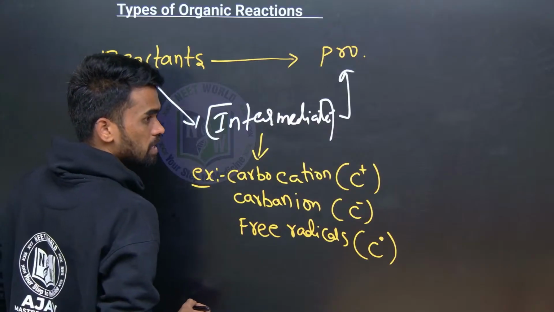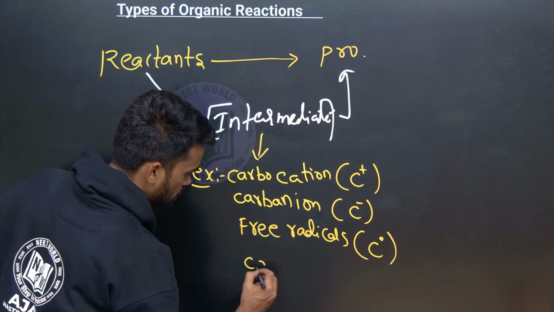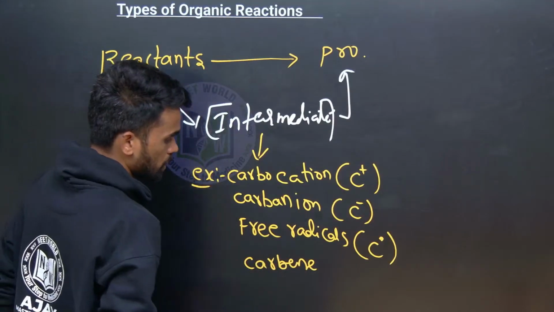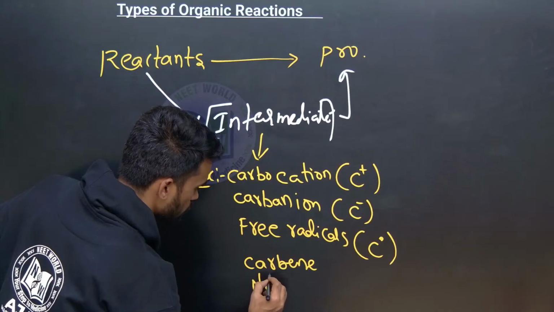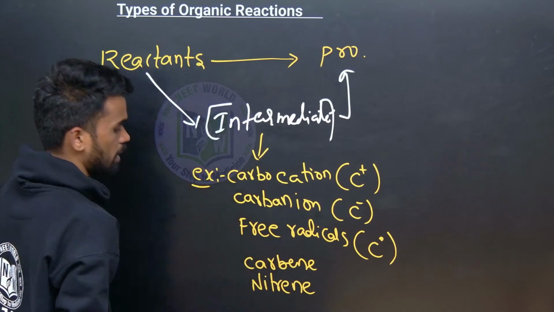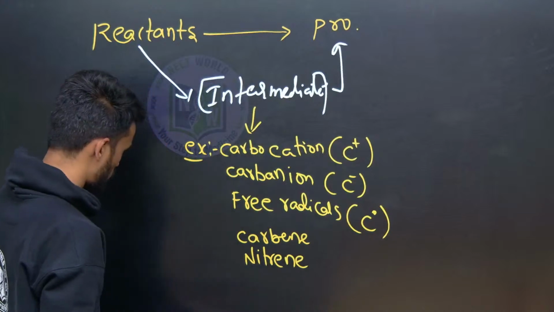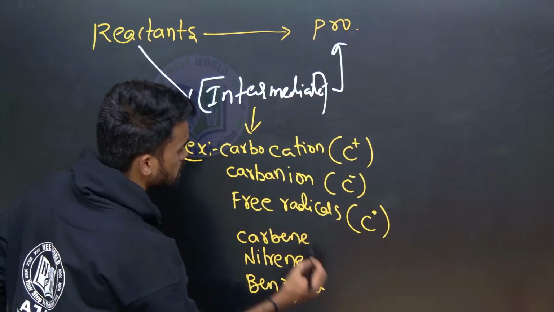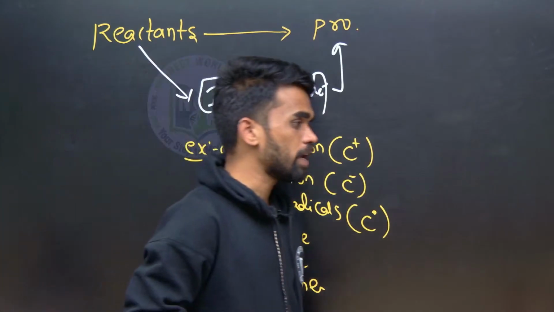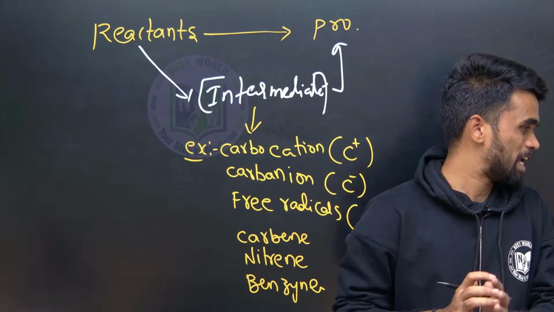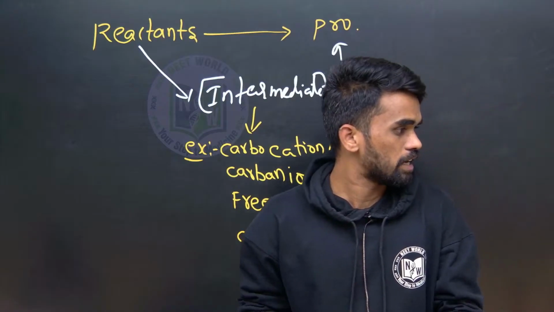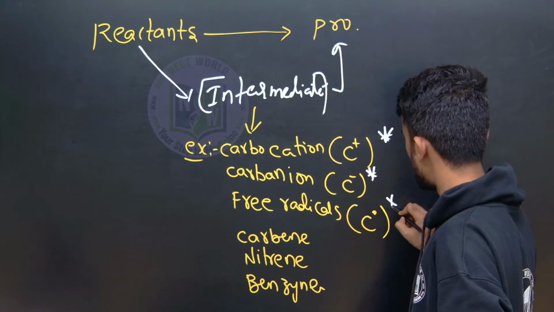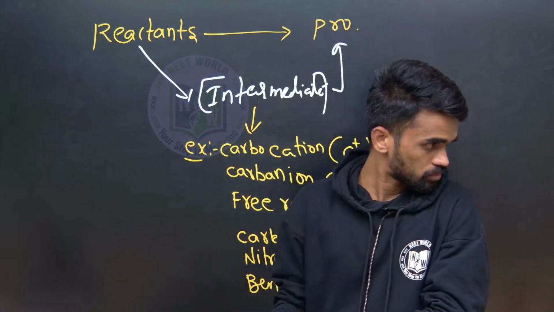Along with this we also have carbenes and nitrenes. These are the intermediates, and also we have one more called benzyne. So these are the intermediates we have. As this is a very basic bridge course, I will be focusing on carbocation, carbanion and free radicals in the upcoming slides.